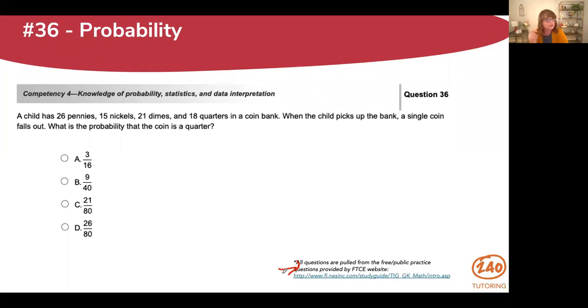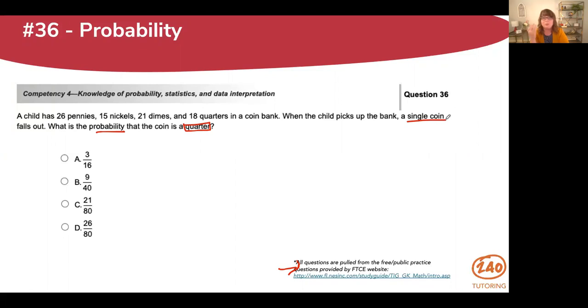This first one's looking at probability. It says a child has 26 pennies, 15 nickels, 21 dimes, and 18 quarters in a coin bank. When the child picks up the bank, a single coin falls out. What is the probability that that coin is a quarter? So we're looking at probability. All right, my pen's hesitating, so I'm just going to switch to my mouse. Of a quarter being the single coin that falls out. That's all important stuff we need to know. A single coin falls out.